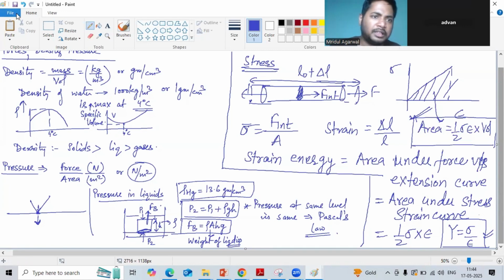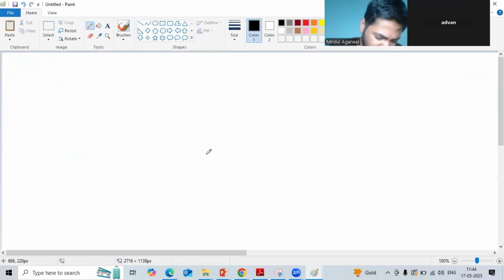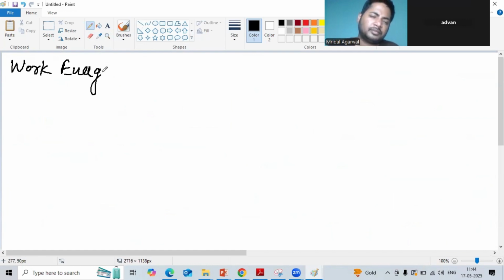Now, what is the next concept? That is work, energy, power. If you talk about work, energy and power, you have got three concepts, correct? We have work, energy, and power.